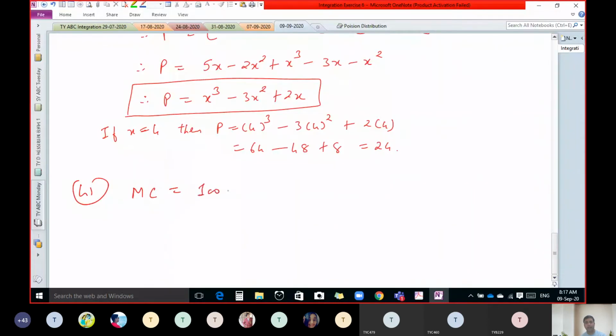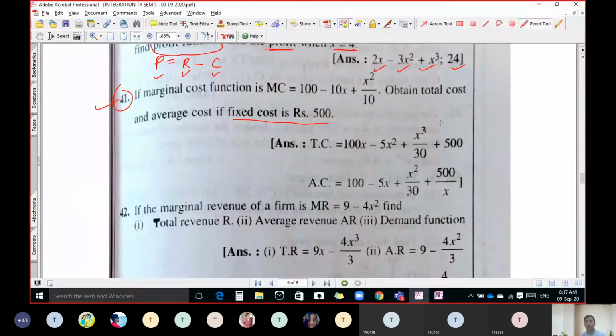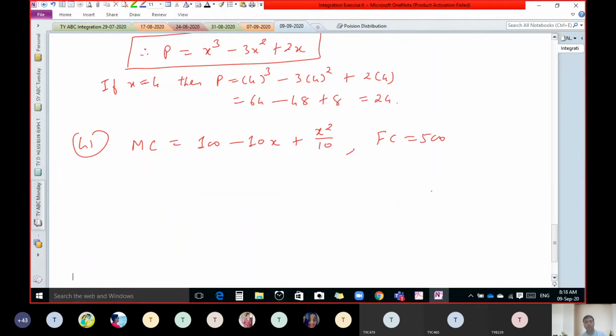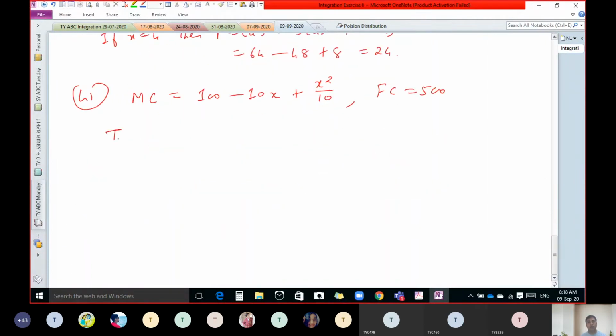100 minus 10x plus x square by 10. This is marginal cost. Obtain total cost and average cost, if fixed cost is 500. Fixed cost is 500. And here we have to find out first of all total cost. So total cost equal to integration of marginal cost.